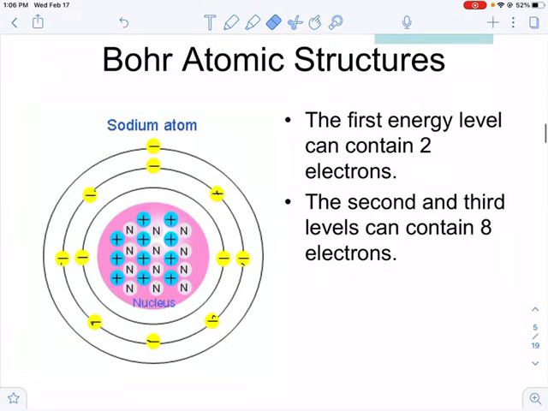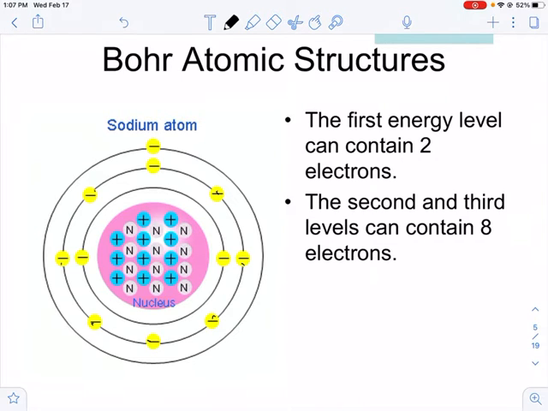Where we went through and mapped out the atom. Well, I'm going to show you a shortcut now, instead of having to draw an atom to figure out how many electrons it has or what the configuration is. We're going to draw it in a much simpler way.